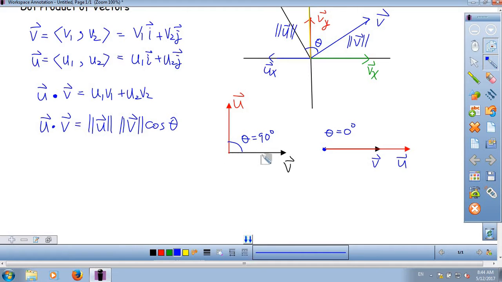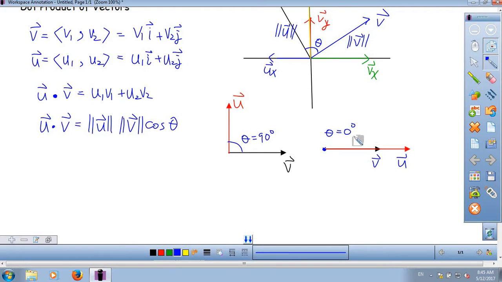Because all the magnitude of v goes in the x direction, and all the value of u goes in the y direction. They're orthogonal. When they're orthogonal, they don't have components in each other's direction. So u and v do not contribute to one another at all, so there's no combined force. Does that make sense?